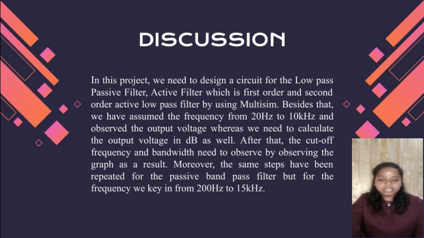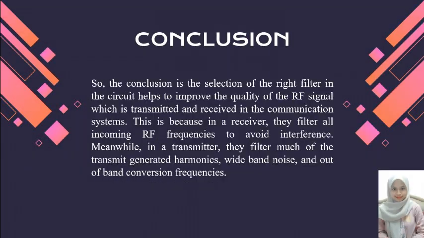In this project, we need to design circuits for a low pass passive filter and active filters, which are a first order and a second order active low pass filter, by using Multisim. Besides that, we have assumed a frequency from 20 Hz to 10 kilohertz and observe the output voltage, whereas we need to calculate the output voltage in dB as well. After that, the cutoff frequency and bandwidth need to be observed from the graph as a result. Moreover, the same steps have been repeated for the passive band pass filter, but the frequency that we key in is 200 Hz to 15 kilohertz.